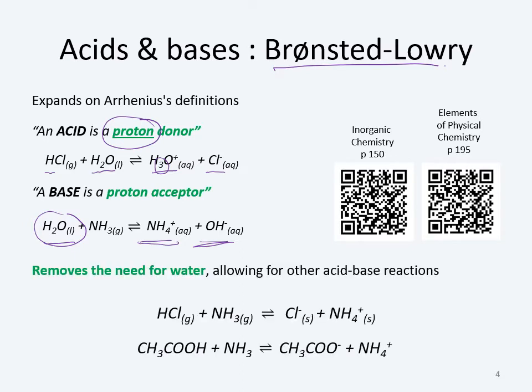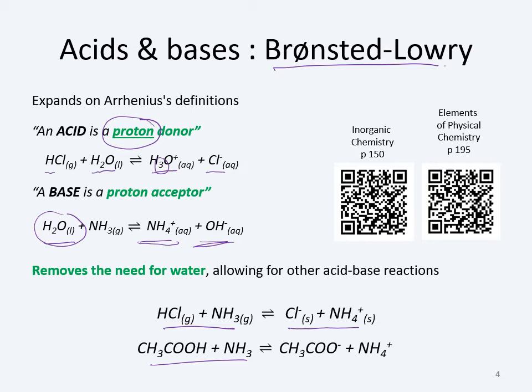The key point here is it removes the need for water, so it allows for acid-base reactions to take place outside of water, but that still involve hydrogen. So, for example, here you've got two gases mixing to yield two solids, or two solid ions. Could easily be in water, but doesn't have to be. And equally here, you've got a situation that could either occur in ammonia, if it were in liquid form, or could occur in this here. So you don't necessarily need water anymore under the Brønsted-Lowry definition.